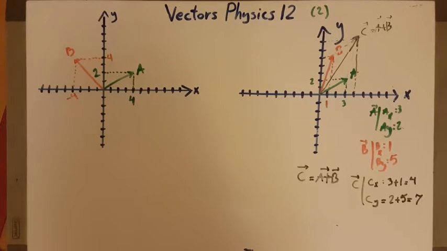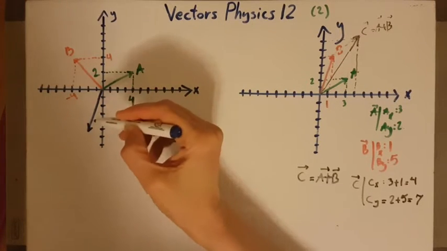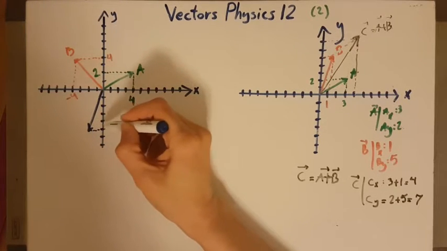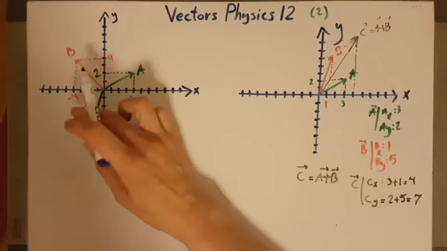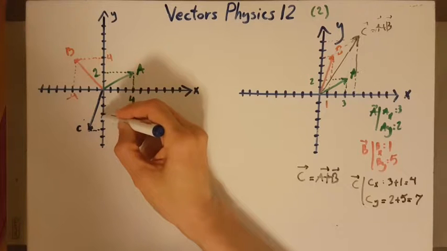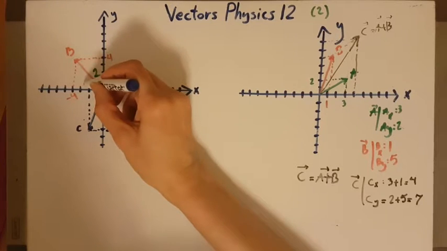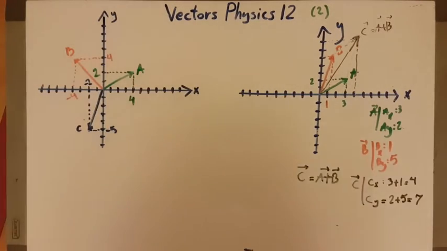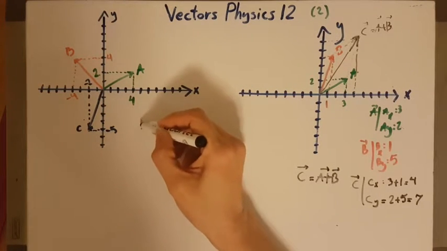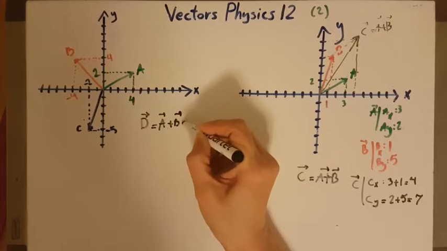Let's draw a C, which is here. And this is my C. Okay. Negative 5 for the Y and negative 2 for the X. So I define a D, which is the addition of A plus B plus C.